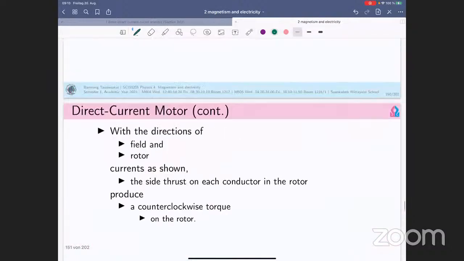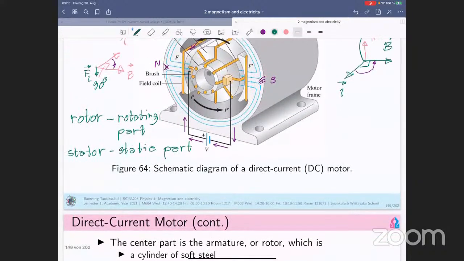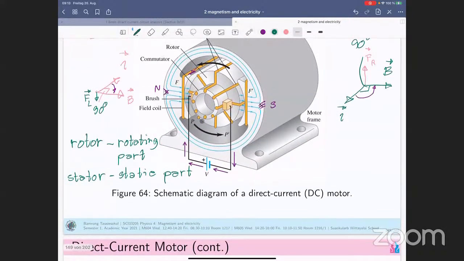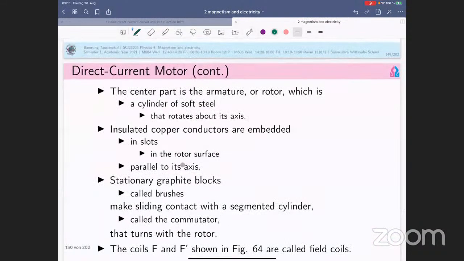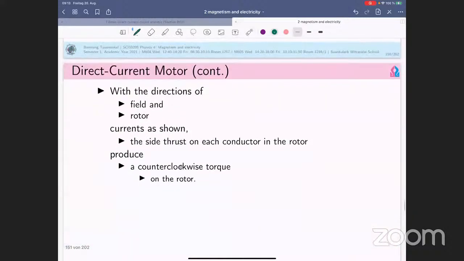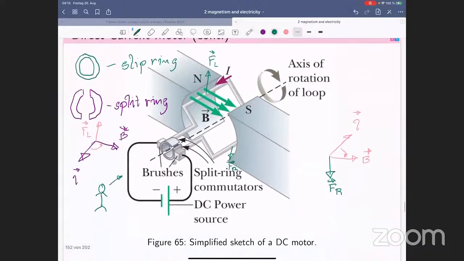Here you have several pairs, but they don't use a split link. Oh, sorry, it's not split link. They use the so-called commutator. They lay down several pairs of conductor in this part. It's just the touching area. The touching area can be either decided in terms of commutator, or the touching area can be decided as brush and split link.